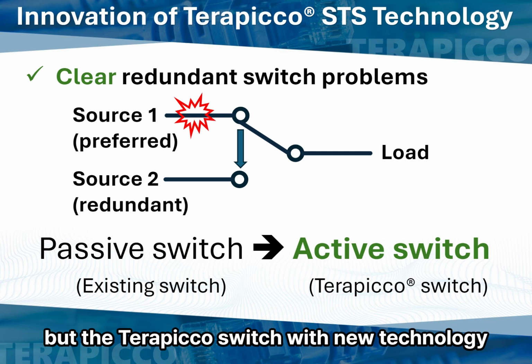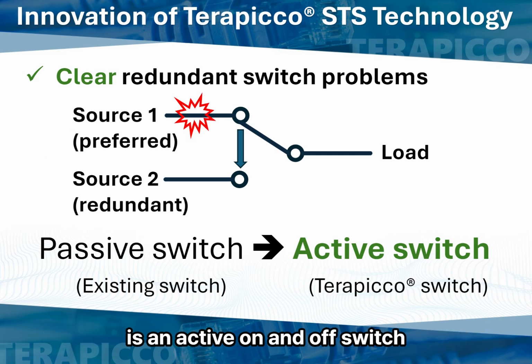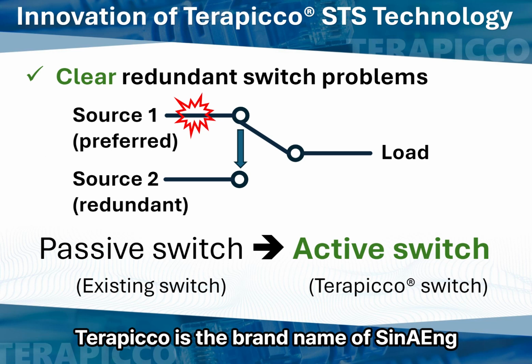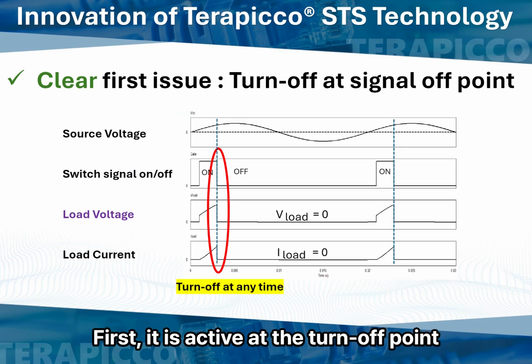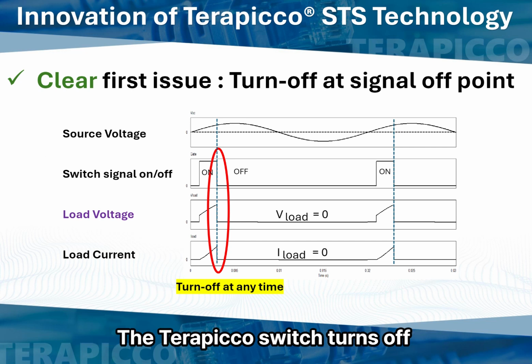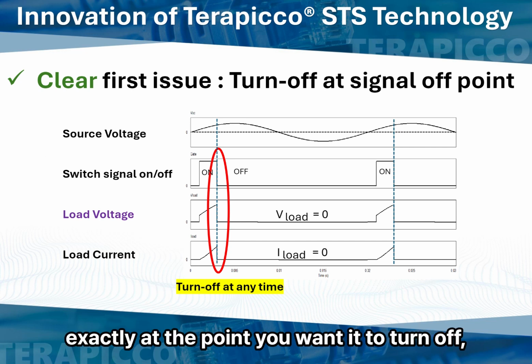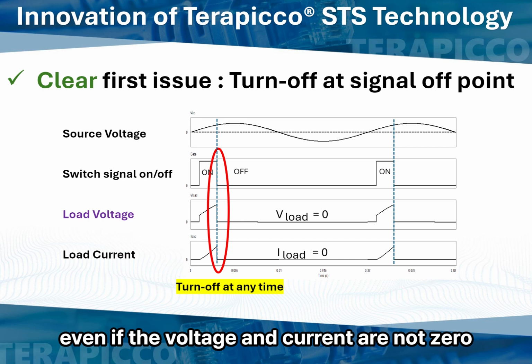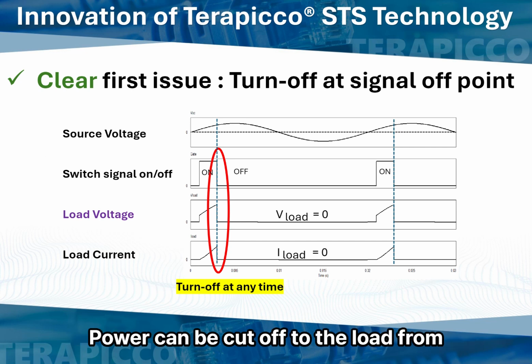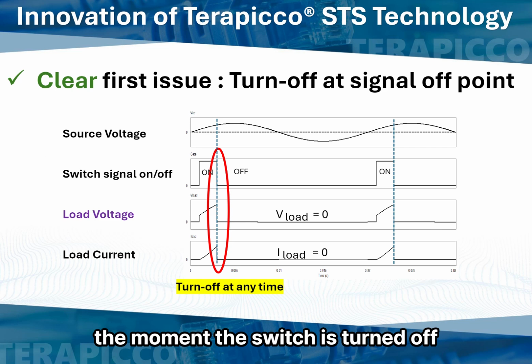But the Terapicco switch with new technology is an active on and off switch. Terapicco is the brand name of Sin-Ang. First, it is active at the turn-off point. The Terapicco switch turns off exactly at the point you want it to turn off, even if the voltage and current are not zero. Power can be cut off to the load from the moment the switch is turned off.